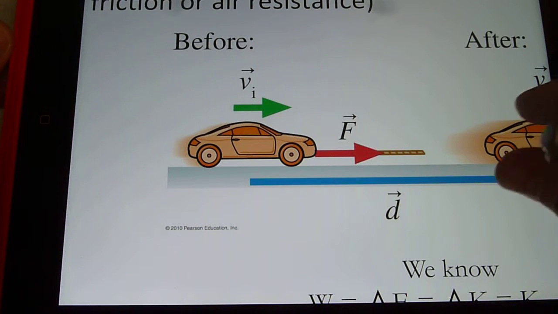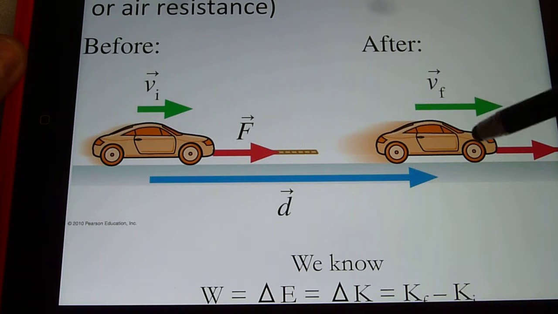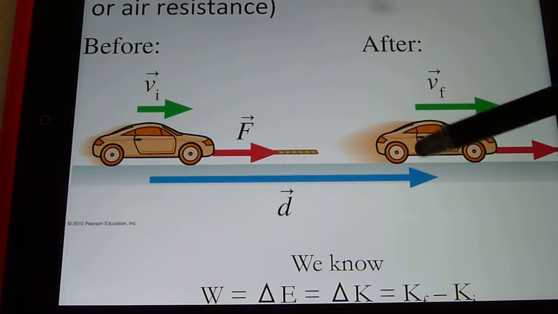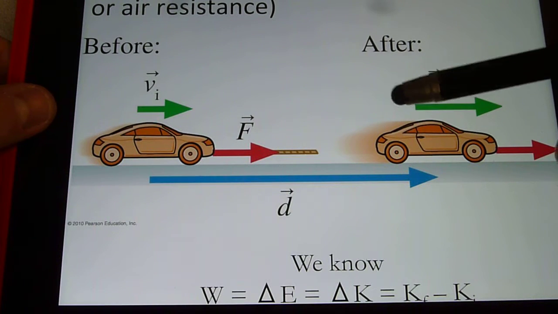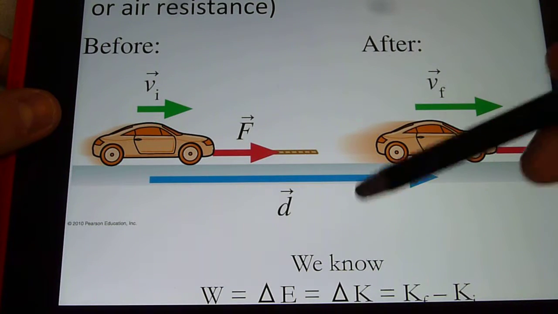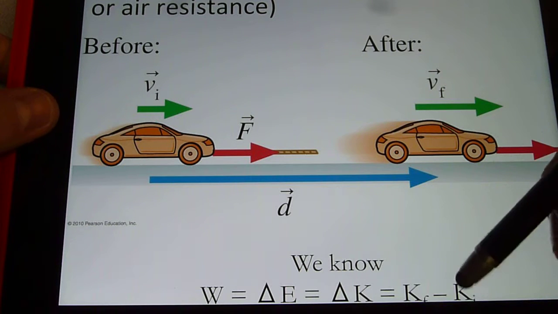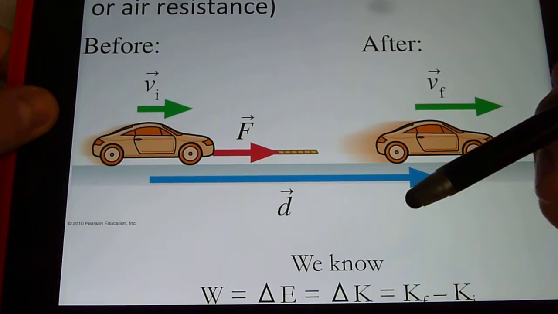We know we're doing work on it, force multiplied by distance. We can expect that the final velocity of the car is bigger because we've applied a net force on that car, so the car has accelerated. So from that idea that we know that we're going to observe an acceleration and we're going to say that we did work on it in order to accelerate the car, we can actually get the form of kinetic energy, the functional form of kinetic energy. Here's how we're going to do that.